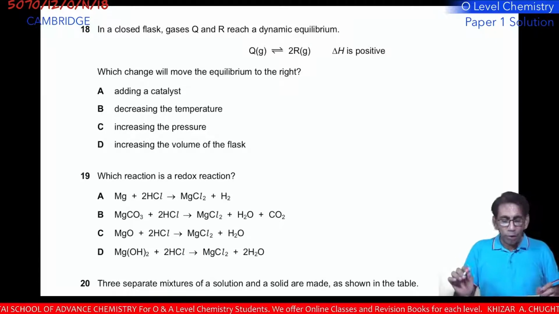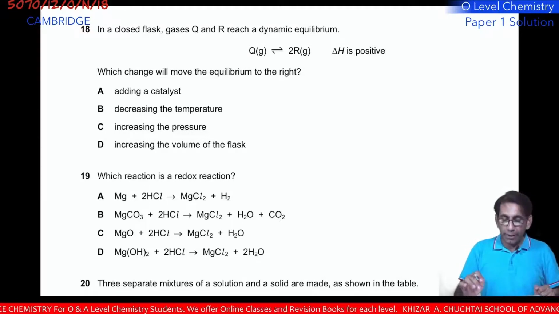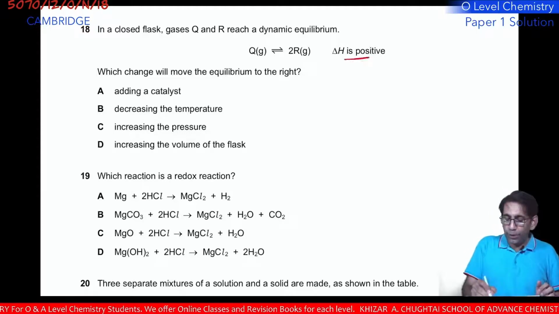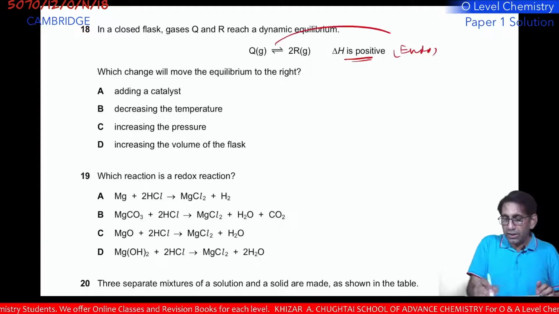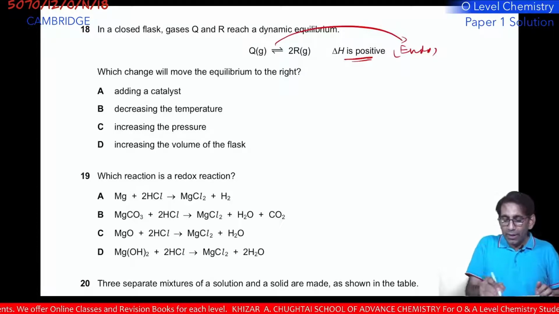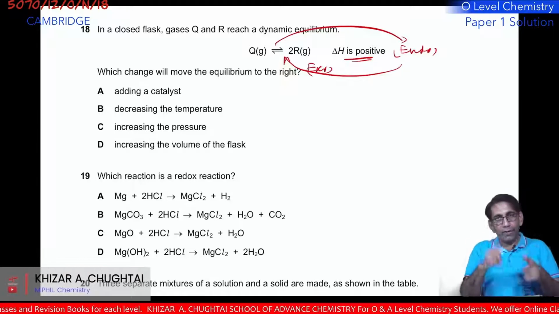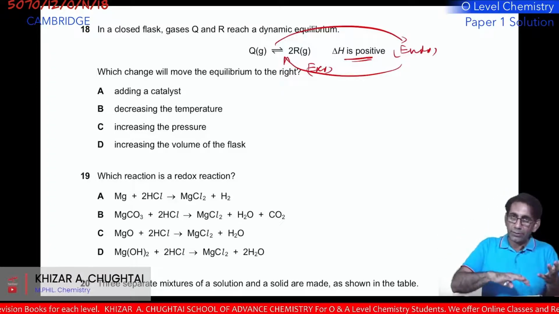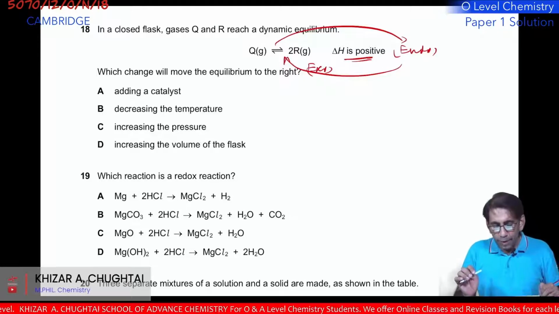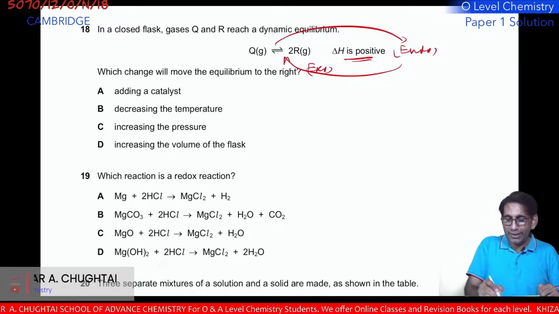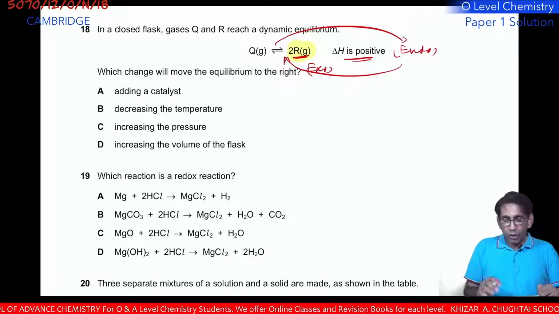Question number 18. In a closed flask, gases Q and R reach dynamic equilibrium. Delta H is positive, meaning the forward reaction is endothermic. It means that the reverse reaction will be exothermic. Forward endo, then the reverse will be exo. Which change will move the dynamic equilibrium towards the right? This is the right hand side. So let's see over here.